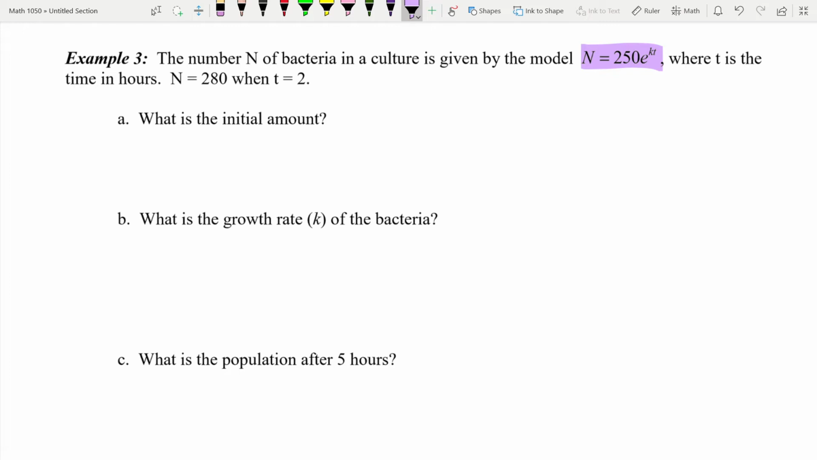We don't even really have an equation. Look what we know. We know y equals PE to the RT. Okay, we know PERT. And we know that the initial amount is what? 250. That's all we know. We don't really have a formula.